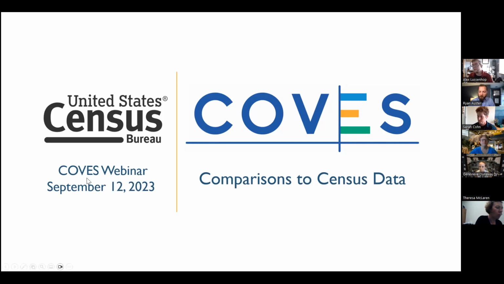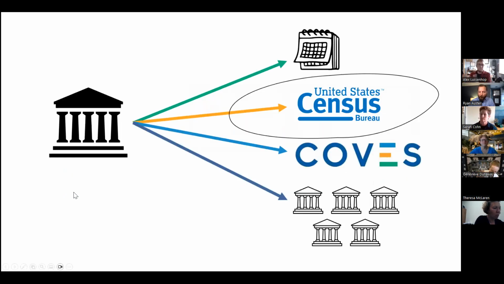So I'll get us started here. You probably remember back at your original data collection training, we talked about there being four kinds of comparisons that COVES enables you to do: yourself over time, the aggregate, a subset of the aggregate, and then census data. And we have a lot of infrastructure on your COVES dashboard and your raw data for doing the other three kinds of comparisons. But up until now, we haven't given a ton of support for this census data comparison.